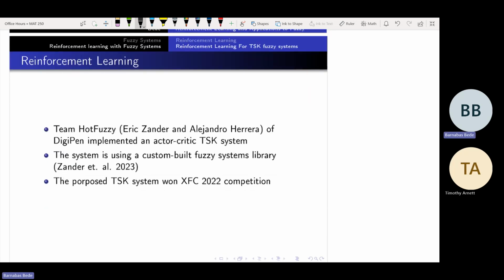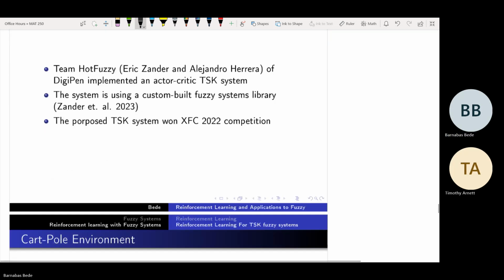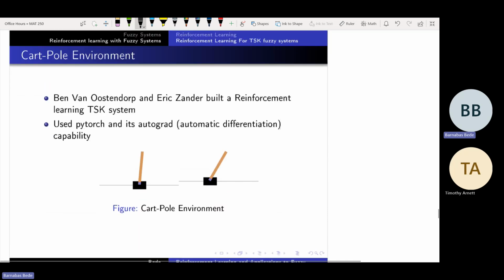Yes. But here's what is interesting for you, probably. Team Hot Fuzzy, Alexander and Alejandro Herrera, implemented an actor-critic TSK fuzzy system and won in 2022 the XFC competition. Yeah, so also they published a paper, and we published a paper.